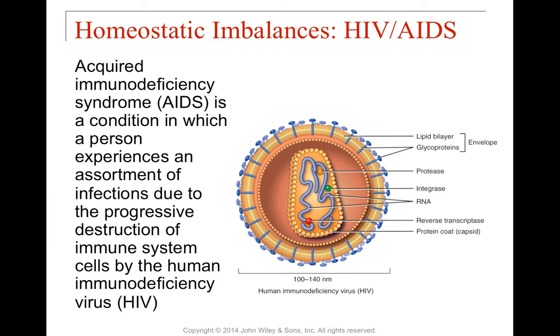This image talks about homeostatic imbalances, and we're going to specifically be talking about AIDS. Now, HIV is the virus, human immunodeficiency virus, that causes AIDS, or acquired immunodeficiency syndrome. This is a condition where an individual is going to have a higher rate of infections because the immune system has been destroyed step by step by HIV, or the human immunodeficiency virus.